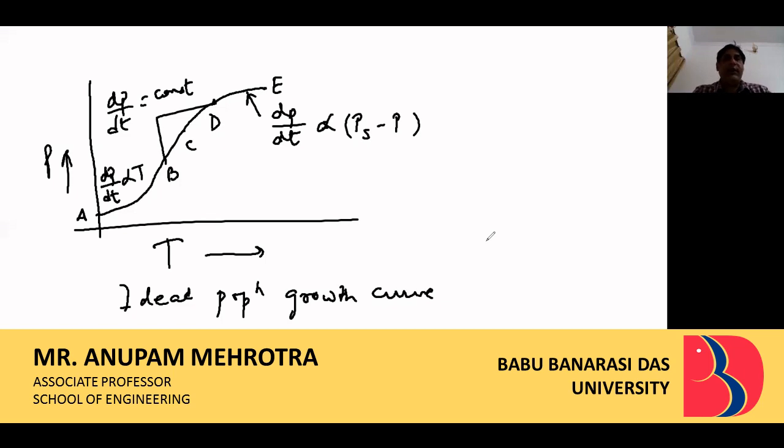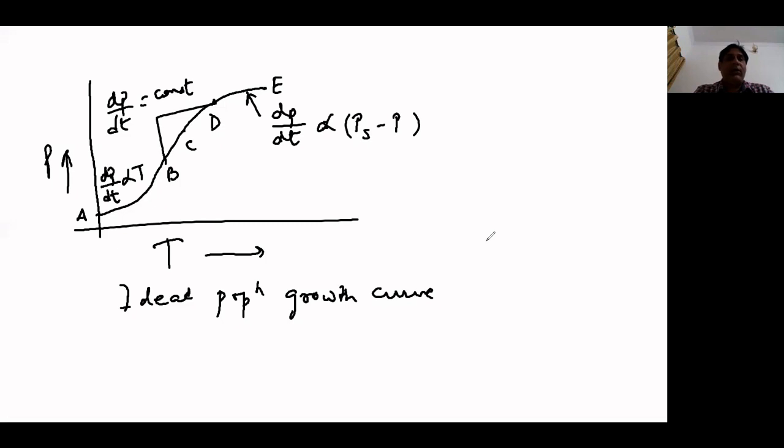Welcome class. Like we had all discussed in the last lecture, we are about to study the ideal population growth curve and the methods of forecasting the population. Now this is the ideal population growth curve. It is actually an S curve and the graph is plotted between the population versus time. The rate of increase of population is ascertained and the graph is divided into three segments: AB, BD, and DE.